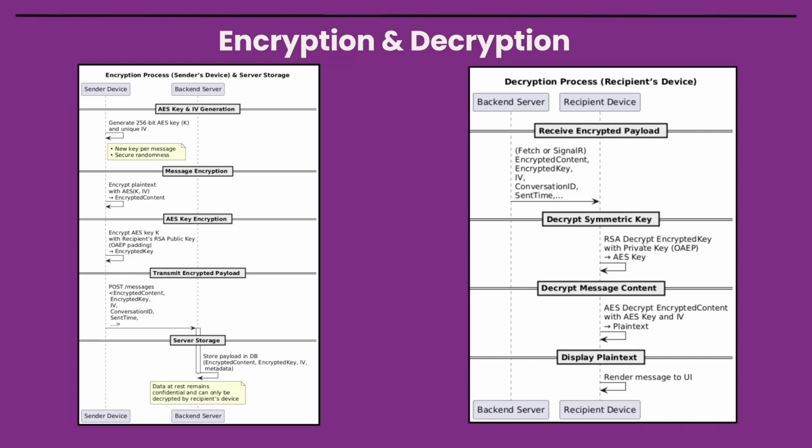And then after that, using their private key, they will decrypt that AES key. After they decrypt the AES key with their private key, they will then decrypt the encrypted content of the message with the decrypted AES key and the initialization vector, which will give them the plain text, and the system will then render that message into their UI.